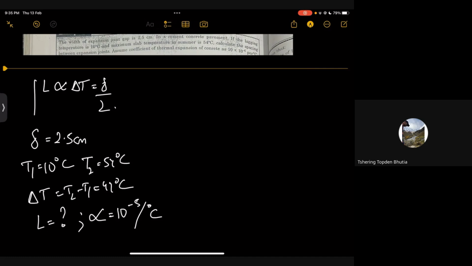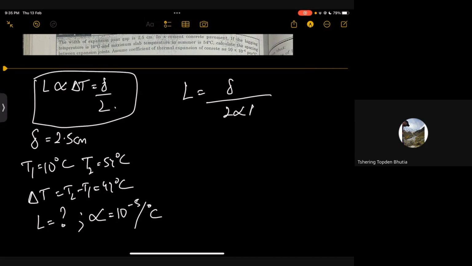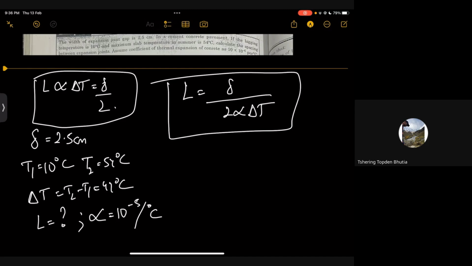Okay, so this is the formula. Please calculate. I won't solve this. Come on guys, please calculate and give me the answer in the chat. I'll be waiting for your answers in the chat.